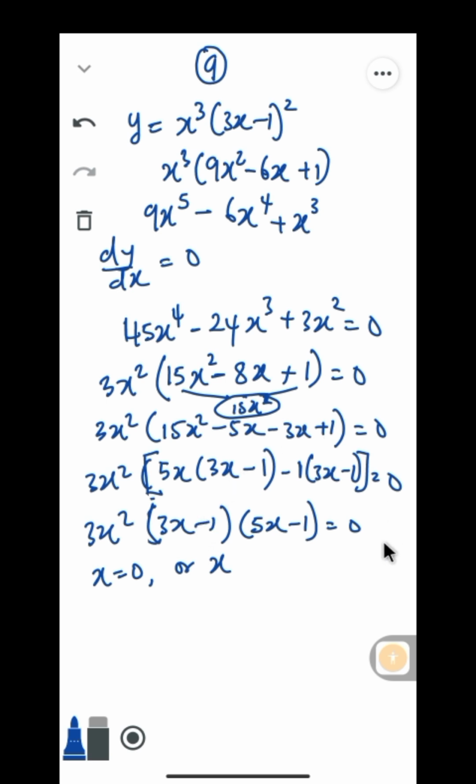So you can see that x is equal to 0, or x is equal to -1. Bring here becomes 1 over 3, right? 1 over 3, or x is equal to -1. Bring it here becomes 1 over 5. So these are the critical values of x.